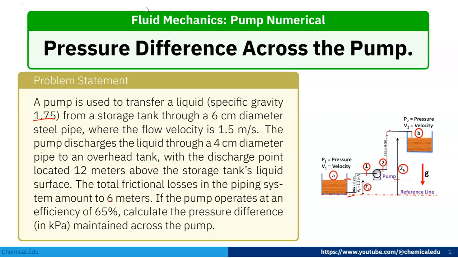If the pump operates at an efficiency of 65%, calculate the pressure difference maintained across the pump. Means we have to calculate the pressure difference between point 1 and point 2. So now I have to solve this problem.